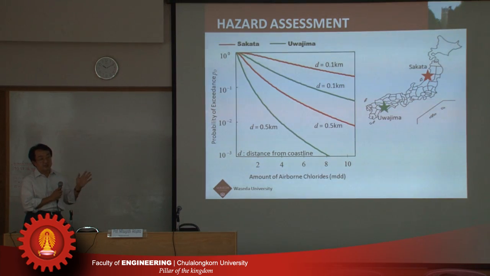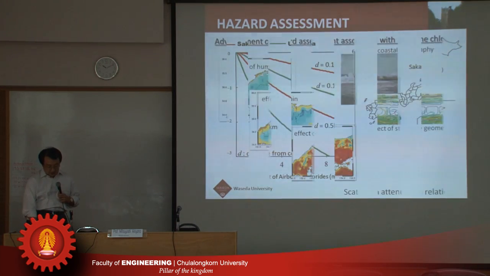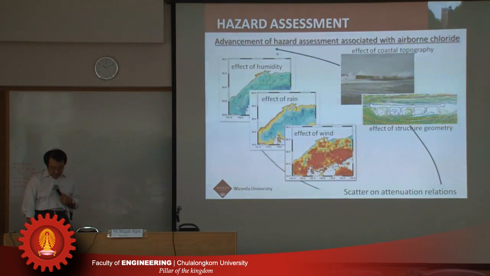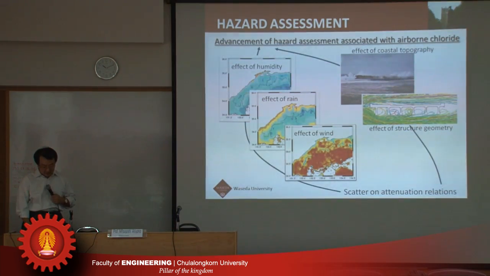However, in this hazard curve, the random variables are only sea wind, the ratio of sea wind to land wind, and wind speed. So for advancement of hazard assessment associated with airborne chloride, the effects of coastal topography, structure geometry, wind, rain, and humidity on airborne chloride spread need to be investigated.